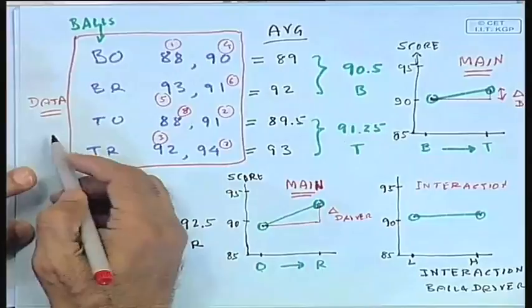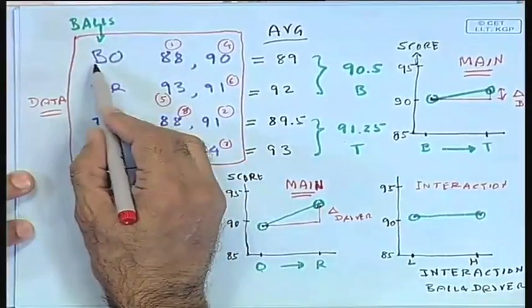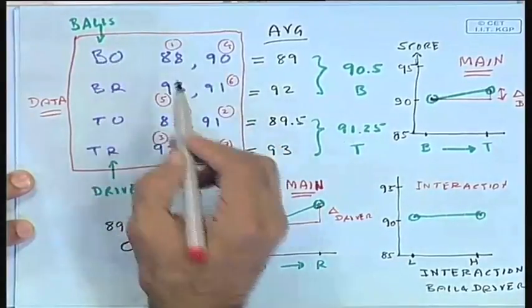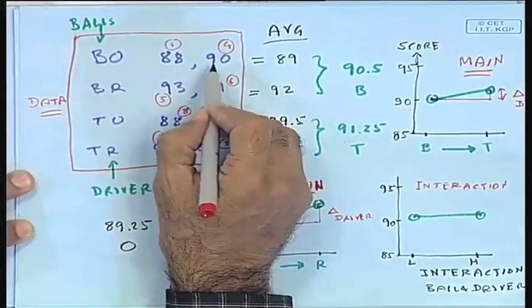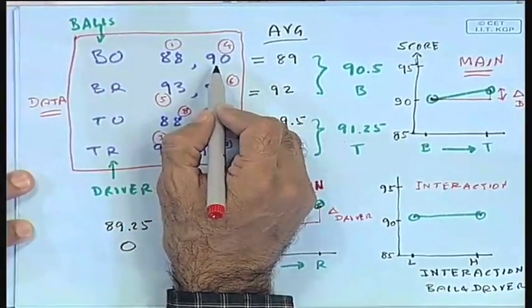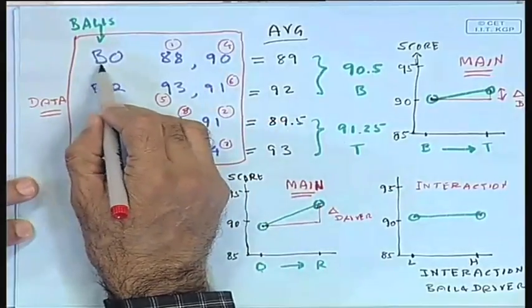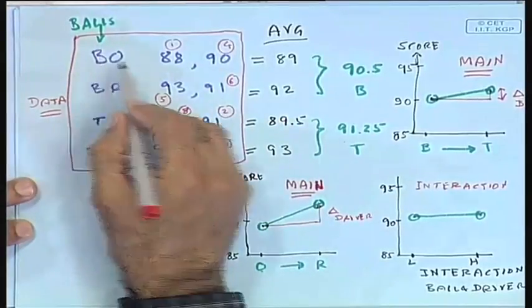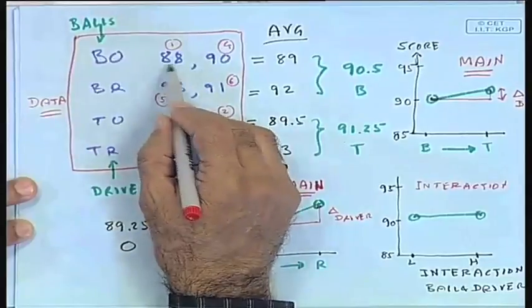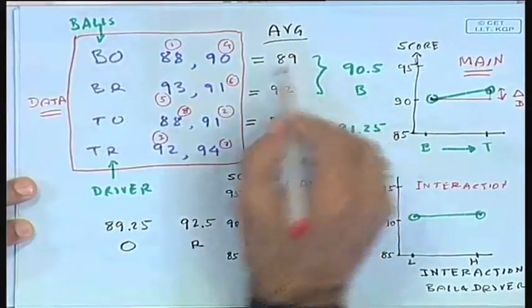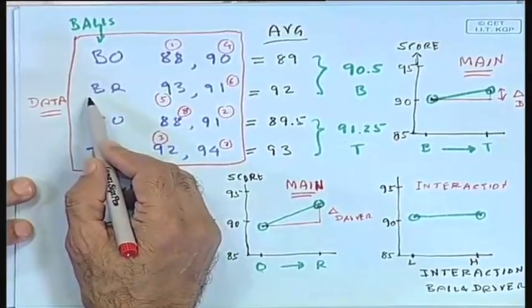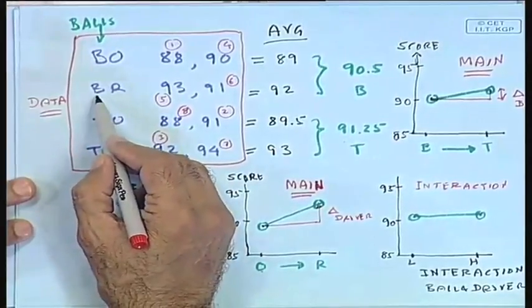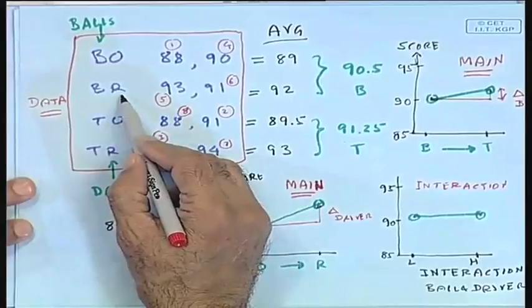When I have my data there, the only thing I have to do is remember under what settings I obtained those things. What are these 2 numbers? These are 2 replicates of experiments run, like my game played under the same settings. I was using ball type B and driver type O. And I played 2 rounds and the average turned out to be 89. I ran this other trial, this is like the other game I played. Ball type B, driver type R.